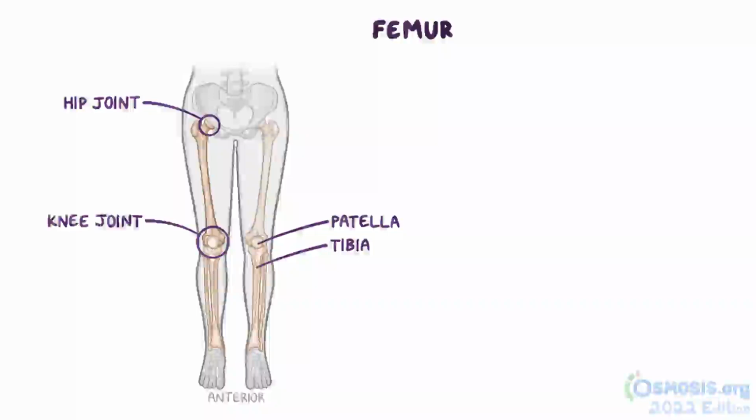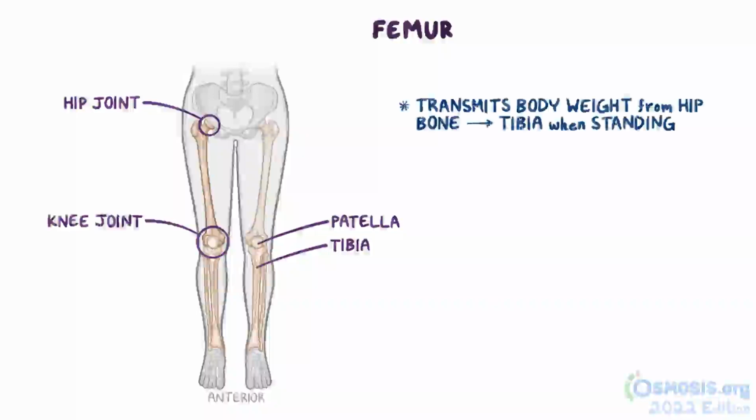The femur's main purpose is to transmit body weight from the hip bone to the tibia when a person is standing, and, at the same time, to provide attachment for 23 muscles.